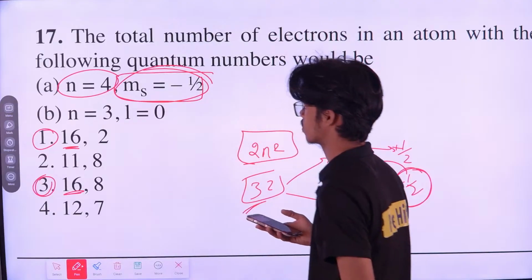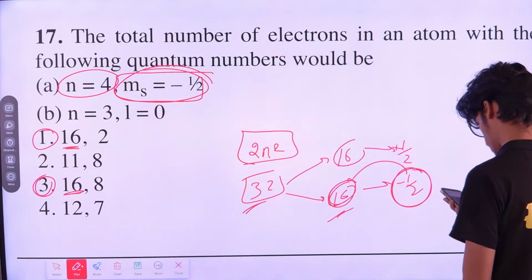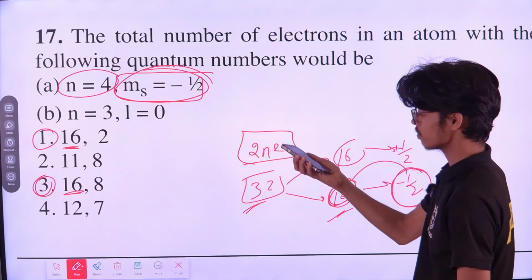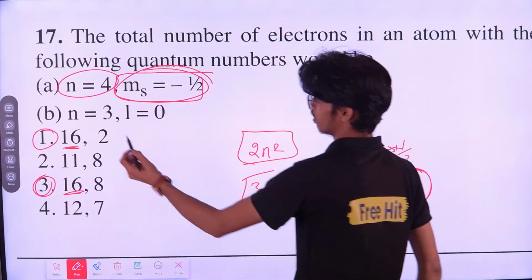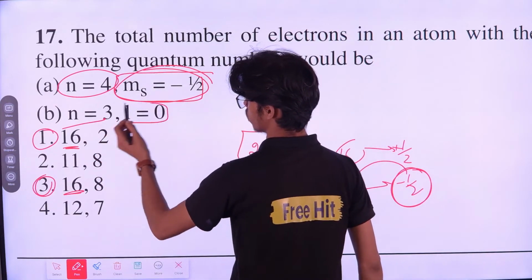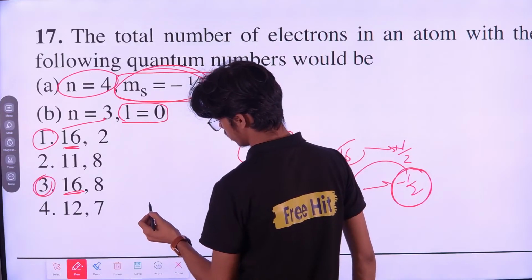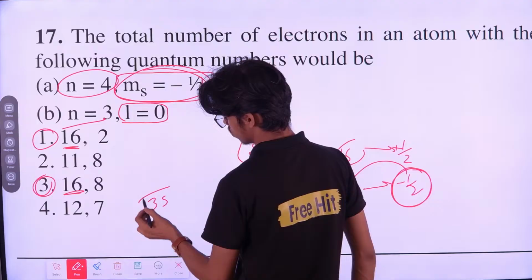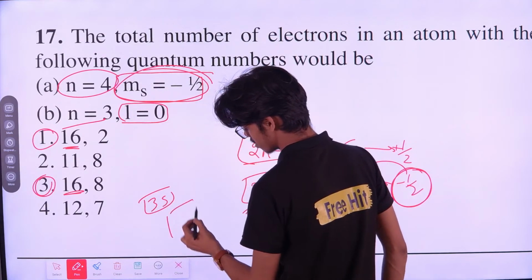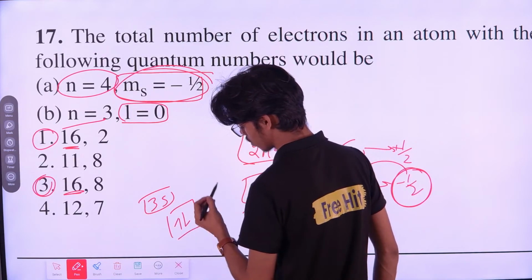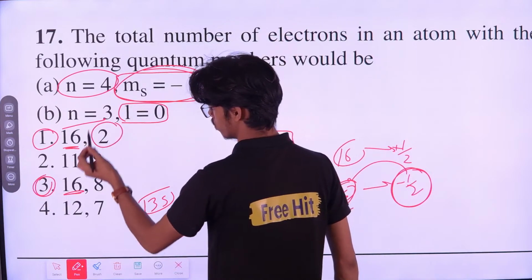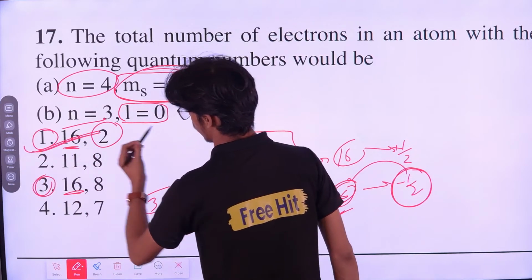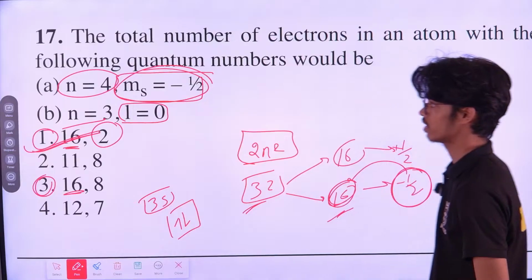Let's see if somebody has answered. Nobody has answered this question number 17 right now. Now option B: n is equal to 3 and l is equal to 0. n equal to 3 means 3, and l equal to 0 means s. So 3s. 3s is just a simple orbital and will only have 2 electrons, that's it. So 2. So option number 1 is the right option for question number 17.